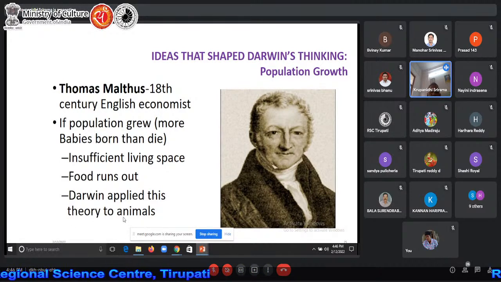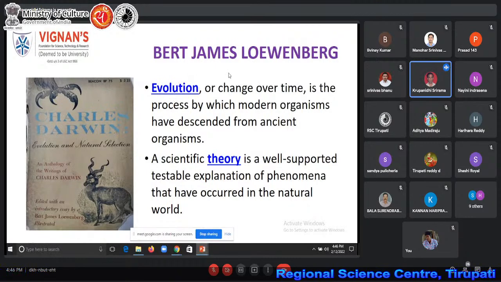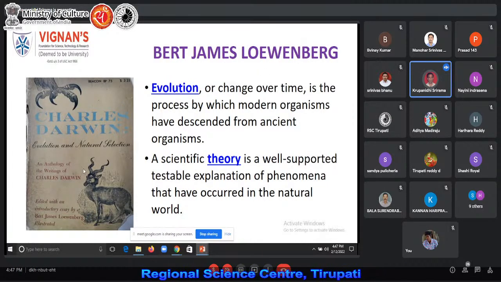So Darwin applied this theory to animals. That is, if the population of animals grew, then what happens? Now this is what I wish to let you know. All this text that I'm narrating to you, explaining to you, I borrowed from this fiction by James Lowenberg. Thanks to Professor Ahuja, who gave me this book. He wrote a fiction on Charles Darwin, evolution and natural selection.